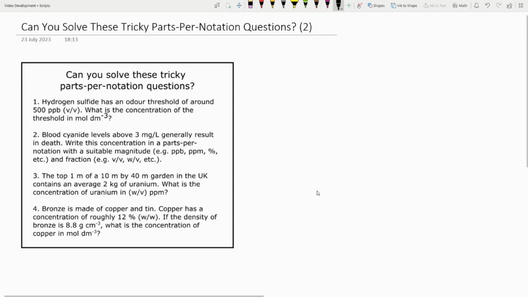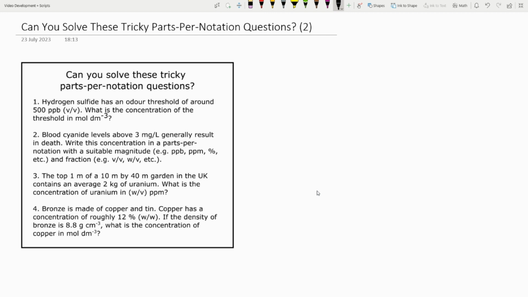In this video, I'm going to go through question 2 of my tricky parts per notation questions. Question 2 reads, blood cyanide levels above 3 milligrams per litre generally result in death. Write this concentration in a parts per notation with a suitable magnitude, e.g. parts per billion, parts per million, percentage, and fraction, e.g. V over V, W over V, etc.